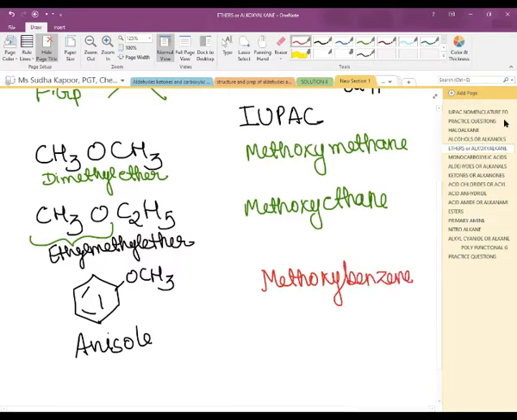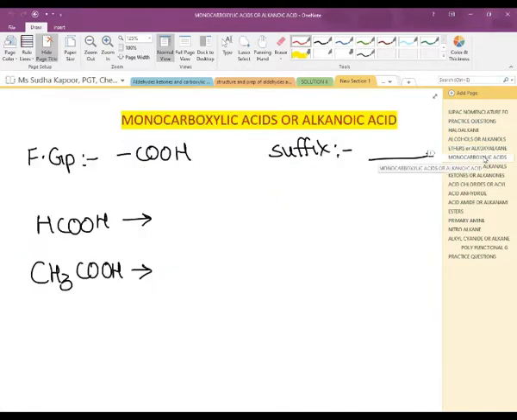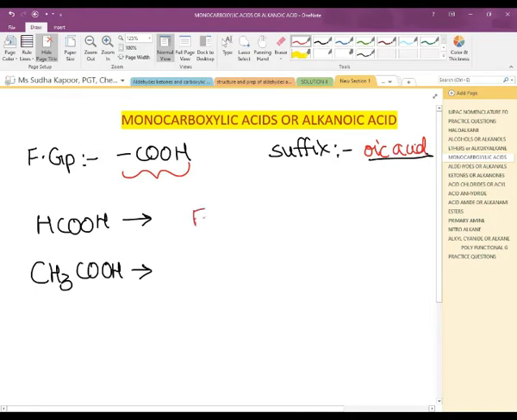Now the other is monocarboxylic acid. That is the acid which has one COOH group. So the suffix used in case of carboxylic acids is oic acid. Let us give some common names to it. HCOOH, in the common, is known as formic acid. CH3COOH, in the common, is known as acetic acid.